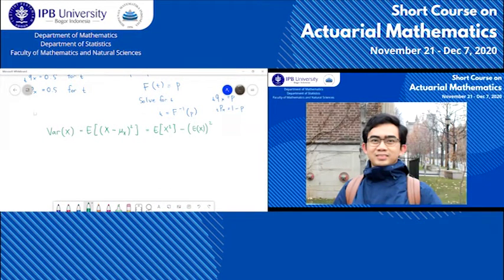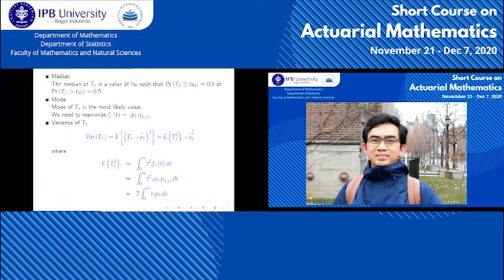So from this formula, we can get the variance of Tx, which is the expectation of Tx minus the mean of Tx, squared, or use the property of the variance, the expectation of Tx squared minus the mean squared. And please note that the variance is non-negative.